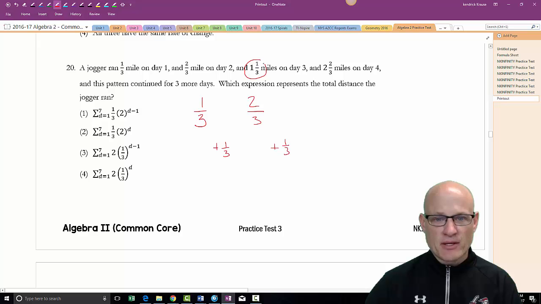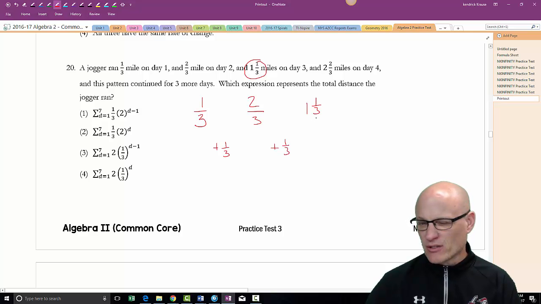But I don't understand mixed numbers. This drives me crazy. It's 1 and 1/3. But it's really not 1 1/3, right? Because we don't understand those. Those are crazy. So really what that is, it's 4/3. It's 1, which is 3/3, plus 1/3, which is 4/3. So it's really 4/3.